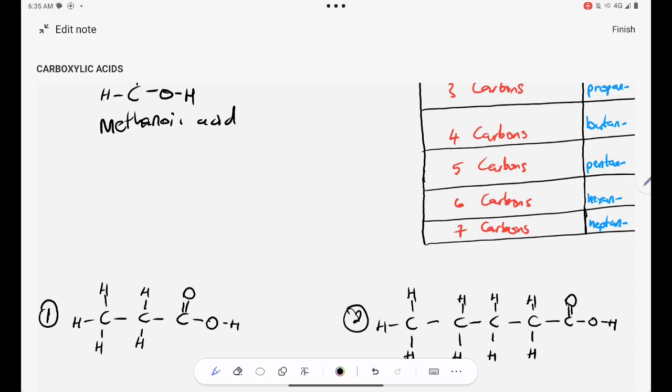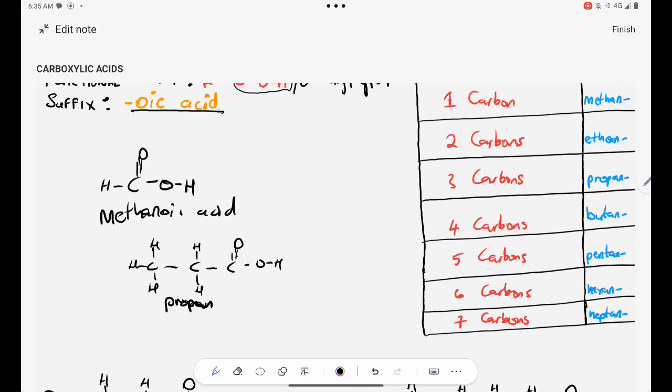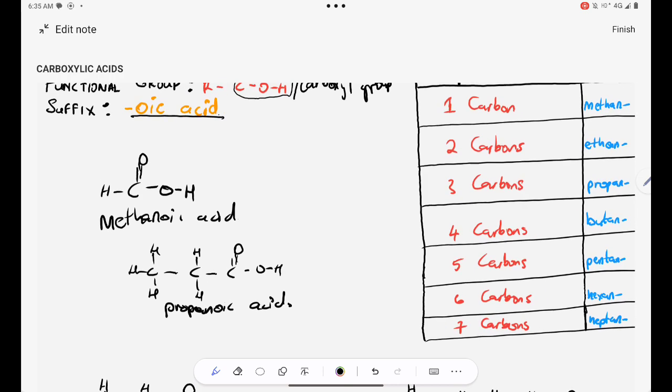Are we together? If ever I have something that has 3 carbons, since I have 3 carbons, my prefix will be propane. All I have to do is to just join the suffix. It will be propanoic acid. That's how you name your carboxylic acids.